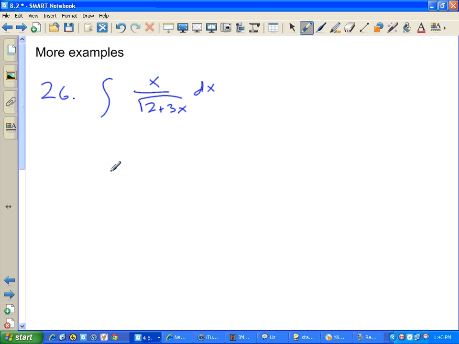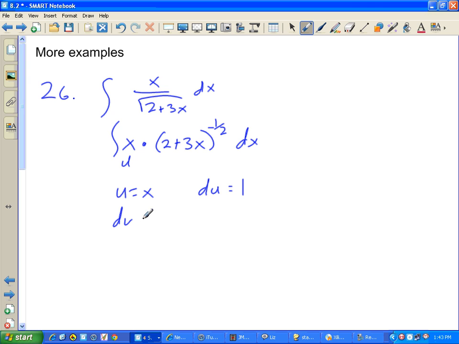Here's another example out of your book. This is number 26. If you notice here, I don't have anything being multiplied, but I can change the equation and bring that denominator up so that I do have something being multiplied. Now, this is clearly going to be my u, because that's the easiest derivative we have. Okay, so u is x, which makes du 1. So therefore dv is going to be this guy.